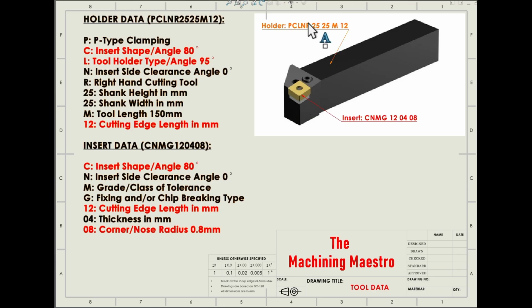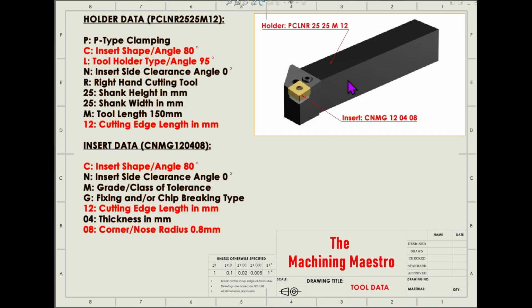And R is representing the right hand cutting tool, and 25 is the shank height, and 25 is the shank width, and M is the total tool length, and 12 is the insert cutting edge length. The length of this yellow portion, which is the cutting edge, is 12, which is in mm. So this is all about the ISO designation of the holder.